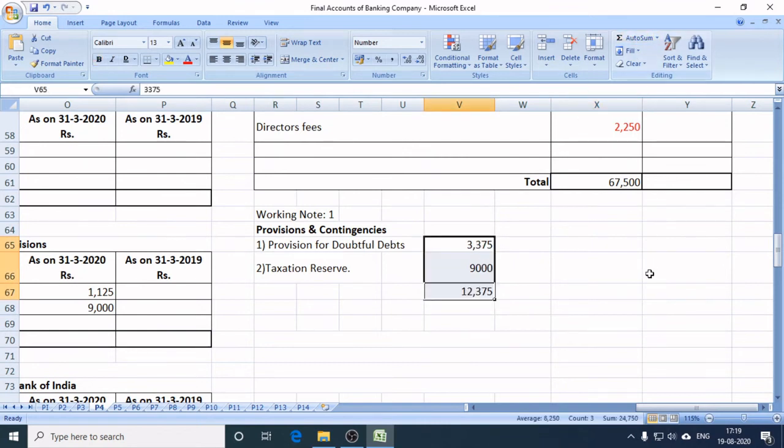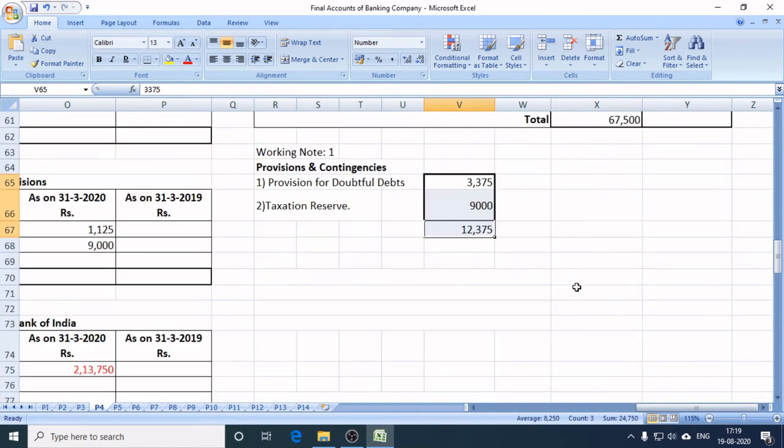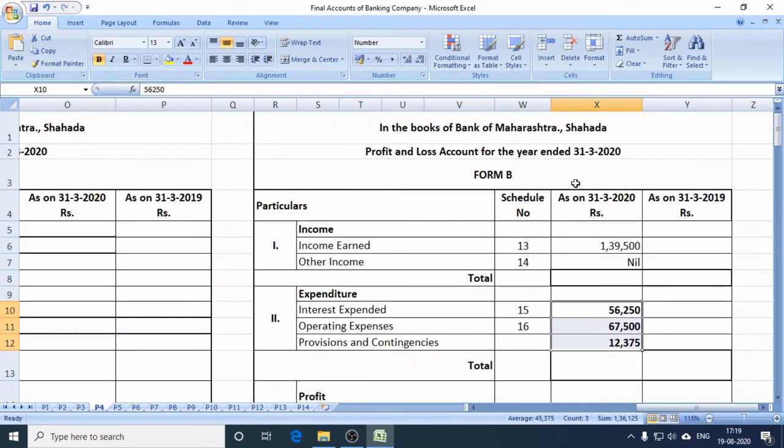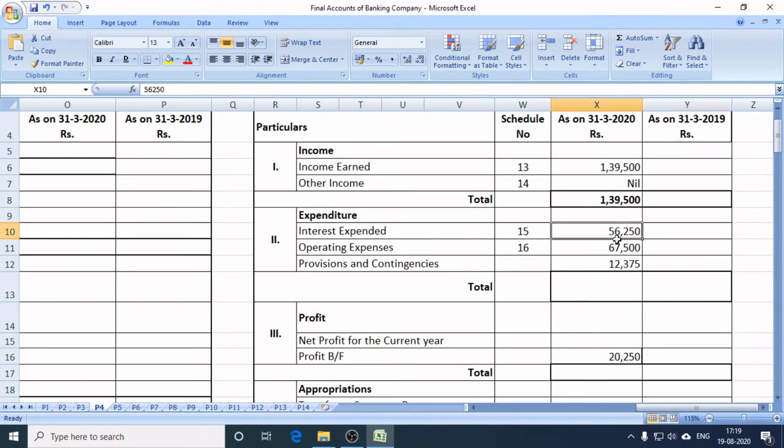The total is 12,375. Let me say again, 12,375. Now after that we will make a total of incomes first. So here the total of incomes is 1,39,500, and here the total is 1,36,125. So as far as accounting year 1920 is concerned, this bank's total of income is 1,39,500.